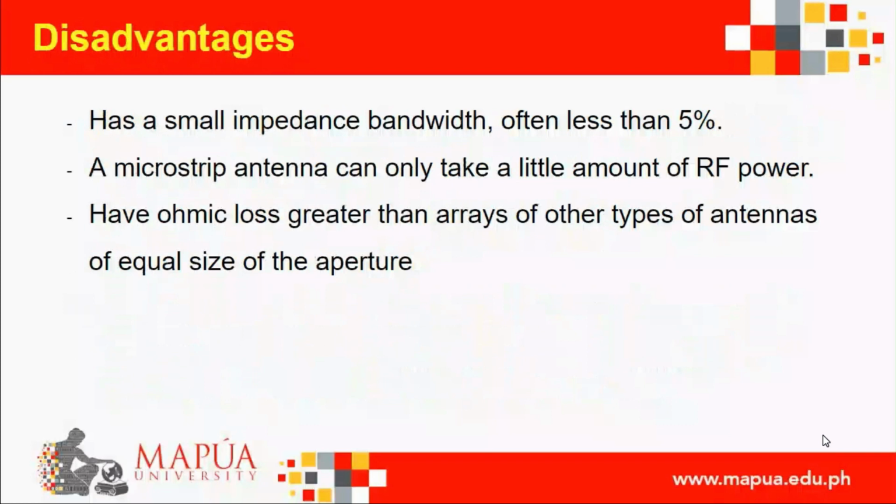Given the advantages, there are also the disadvantages. So the disadvantages of a microstrip patch antenna is it has a small impedance bandwidth, often less than 5%. It can only take a little amount of RF power or radio frequency power, and it can have ohmic loss greater than arrays of other types of antennas of equal size of the aperture. Next.